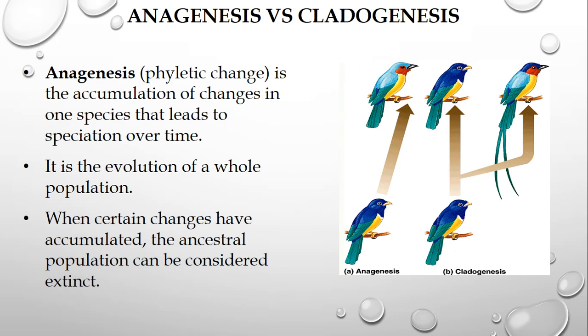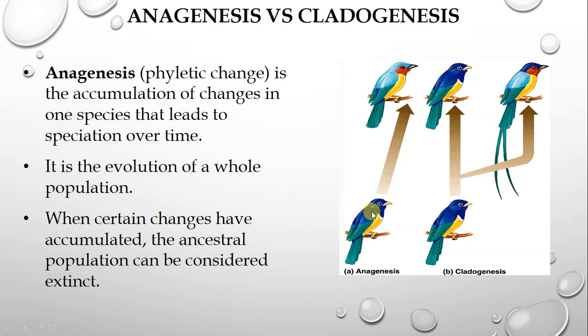Now there is another common thing you should know about: anagenesis and cladogenesis. Many people are not familiar with these terms. What are anagenesis and cladogenesis? It is very simple. So far I have tried to give you the general idea that phylogenetic analysis deals with evolutionary changes, or evolution over time. So what is anagenesis?